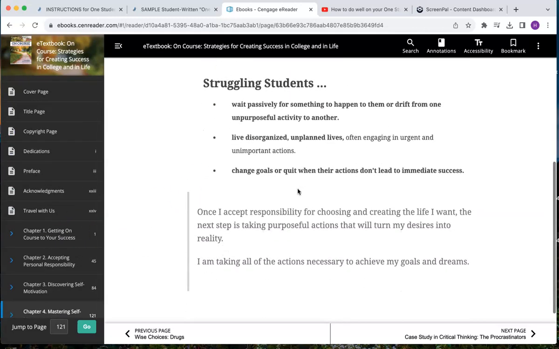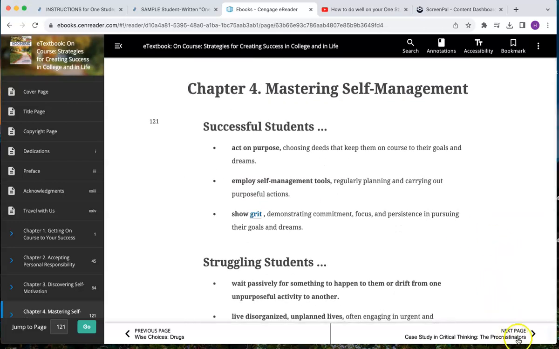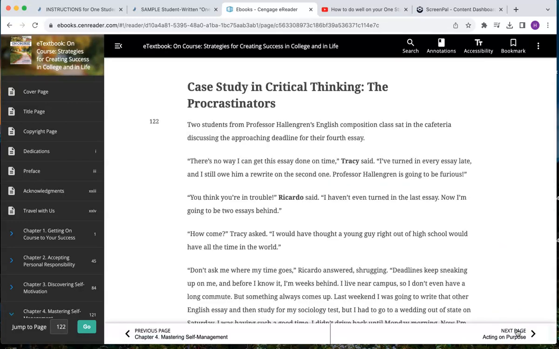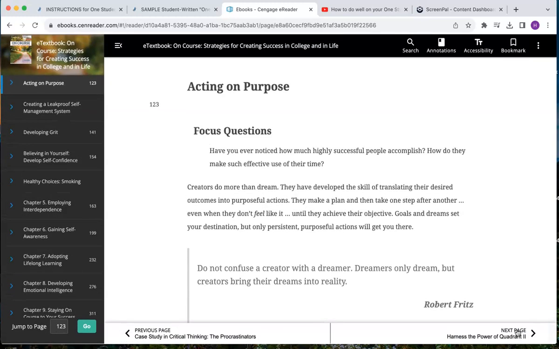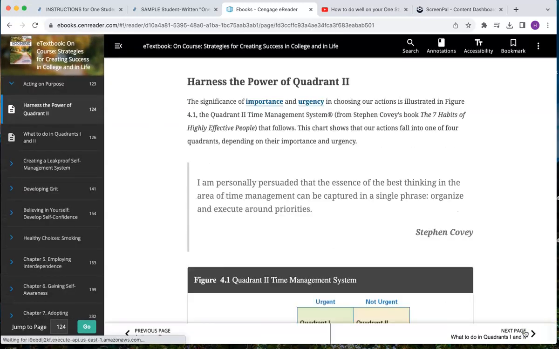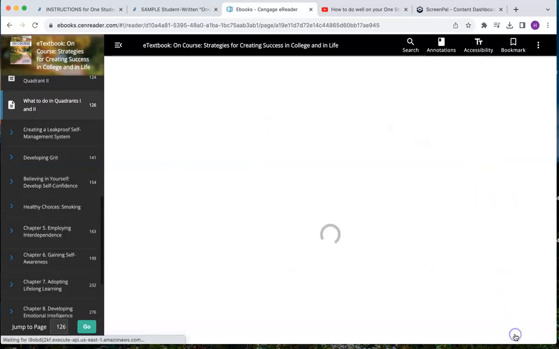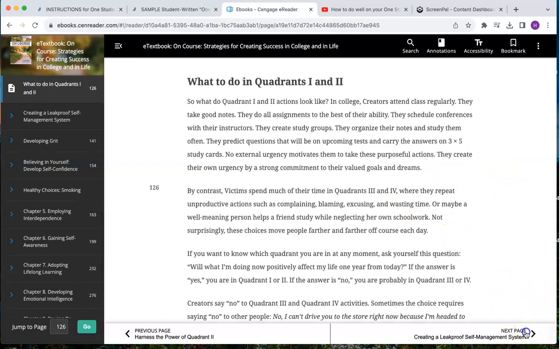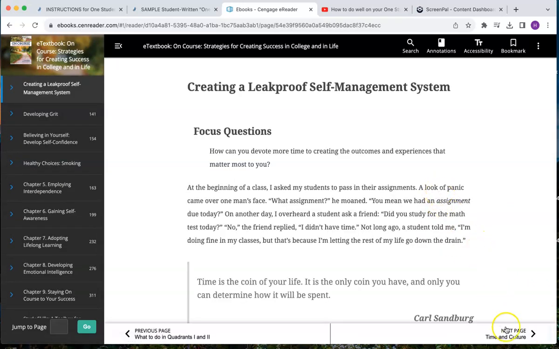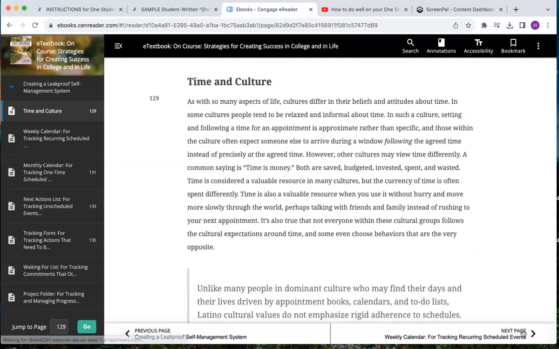What this student did was she went ahead and read through the whole chapter. She most likely took notes about what kind of impacted her. Oh, I'm a procrastinator. I don't do purposeful actions. I realize most of my time is spent wasted or whatever. So she went through this chapter to sort of see, hey, this chapter addresses my problem. And when it talks about a self-management system, it talks about what is the solution. So that's really, really important.